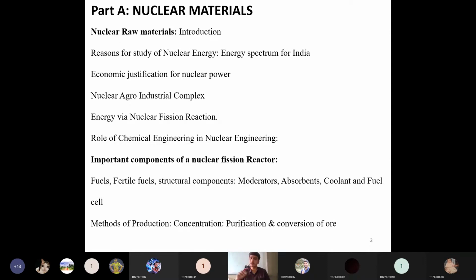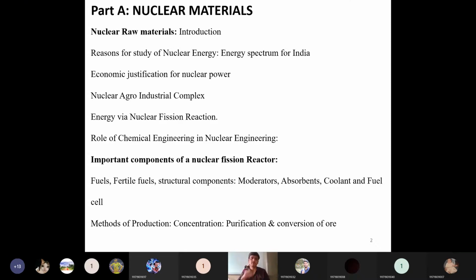Then the next topic will be important components of nuclear fission reactors. Whenever there is a nuclear fission reaction, there will be certain components inside. First, we want a fuel. There are two types of fuel: one is fertile fuel, the other is fission fuel. What is the difference between fertile fuel and fission fuel? We'll be discussing in detail.